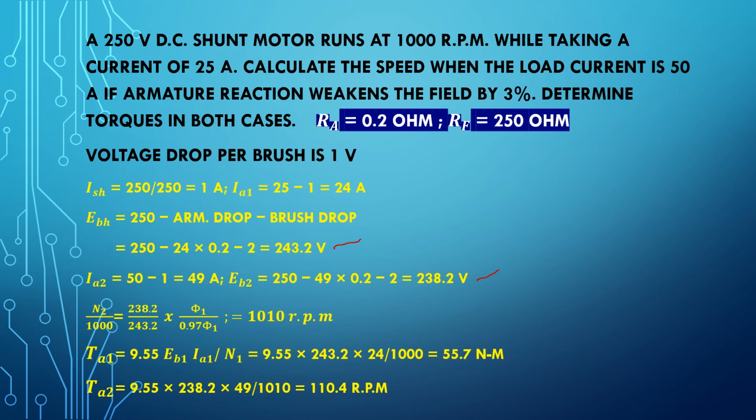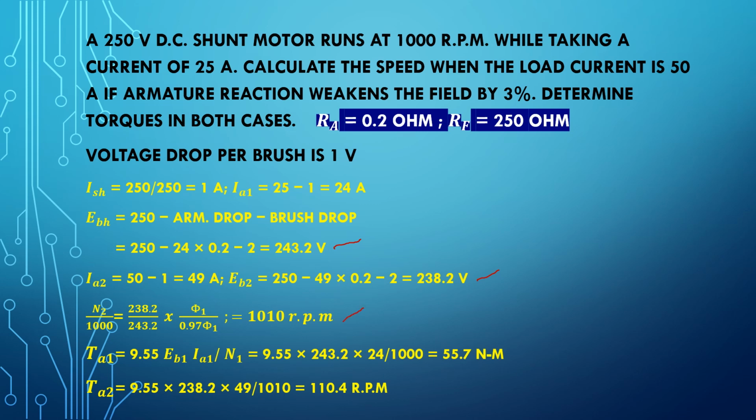So N sub 2 over 1000 is equal to 238.2 over 243.2 times phi sub 1 over 0.97 phi sub 1. So it's equal to 1010 RPM.